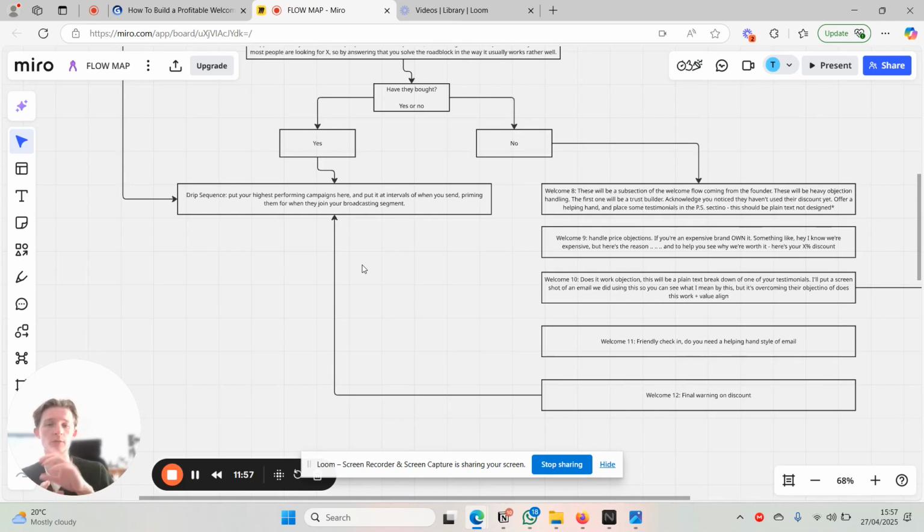But the good part of this welcome flow is all the questions and replies you get, store them somewhere, and just constantly tweak this, tweak this, tweak this, tweak this.